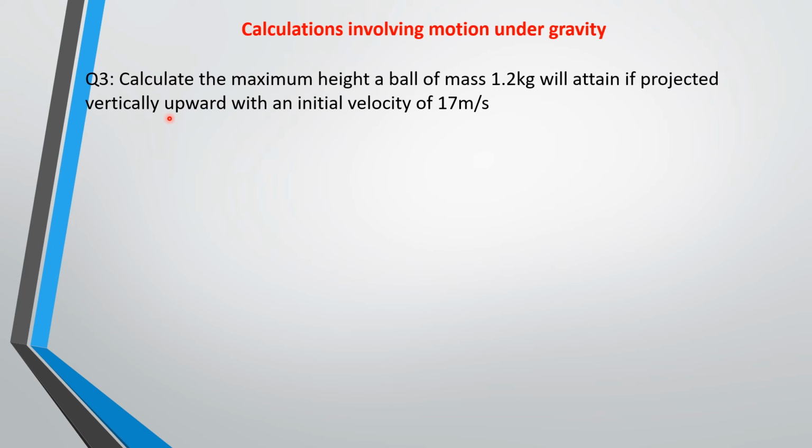So this is another question. Calculate the maximum height a ball of mass 1.2 kg will attain if projected vertically upward with an initial velocity of 70 meters per second. So you see, this is just an application of the equation that we just derived. So this one, I don't need to waste much time. We got h max from the equation we derived. We said that h max is equal to u squared all over 2g. That's what we had. So u here is given to you to be 17 meters per second.